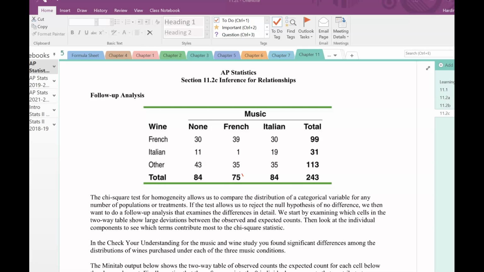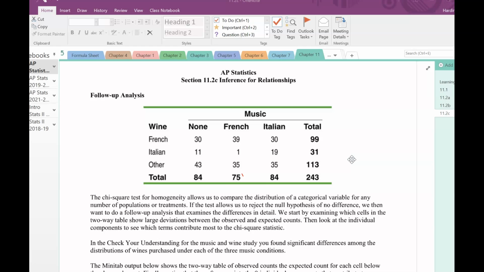And basically what we're going to cover is just some additional analysis of these tests for homogeneity, tests for independence that we've conducted. So at the top of the activity, you will recognize this two-way table. This was an experiment done where different music was played in a wine shop, and then recorded was how many bottles of each type of wine were sold given a type of music that was played.